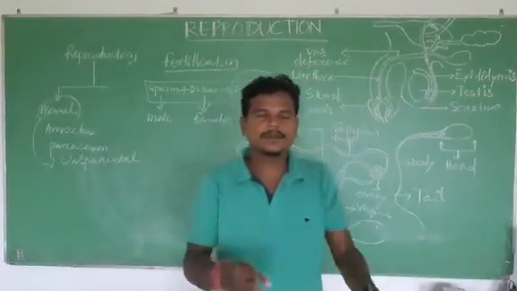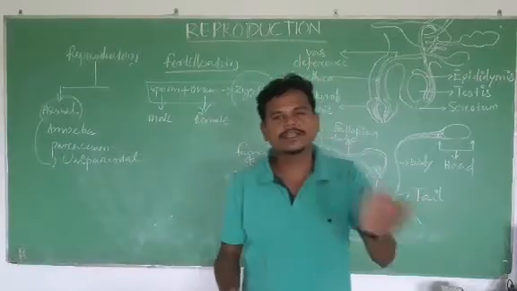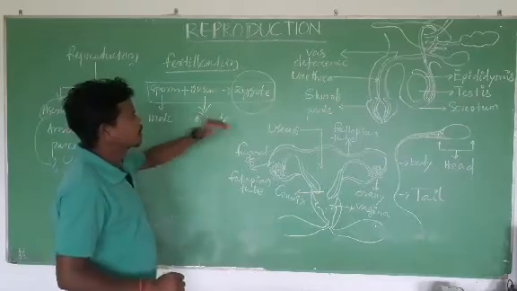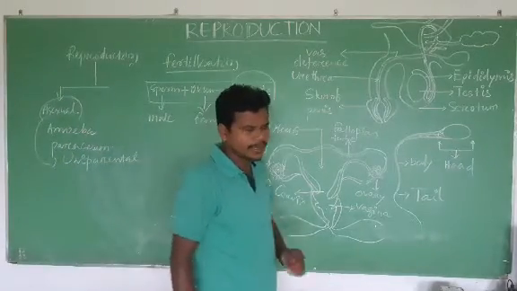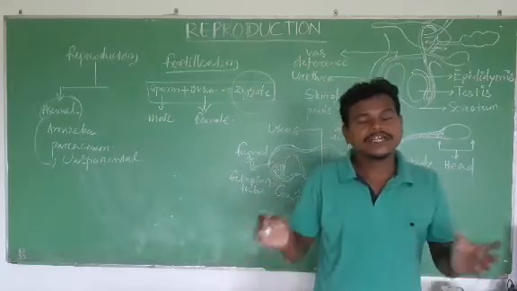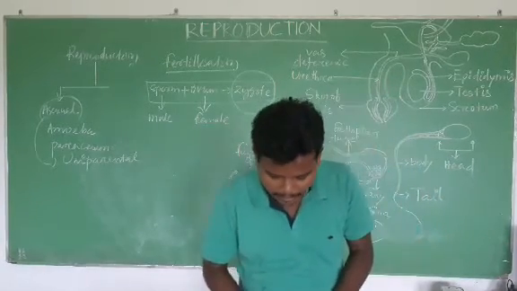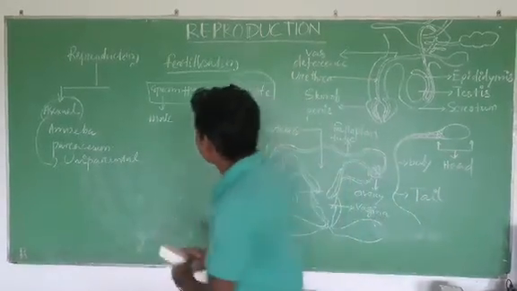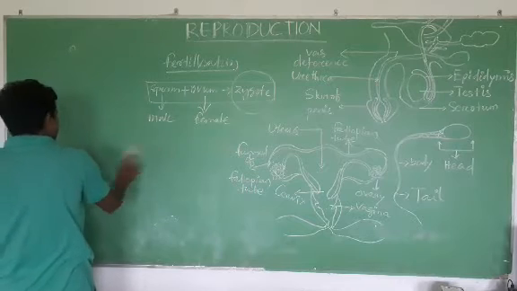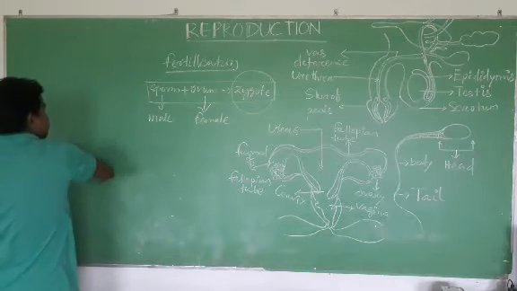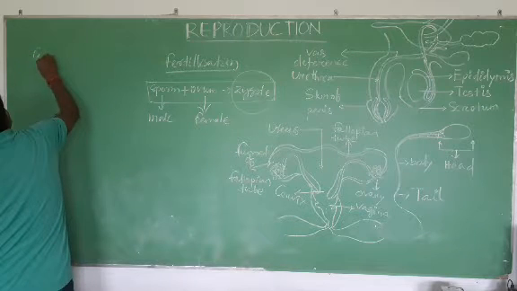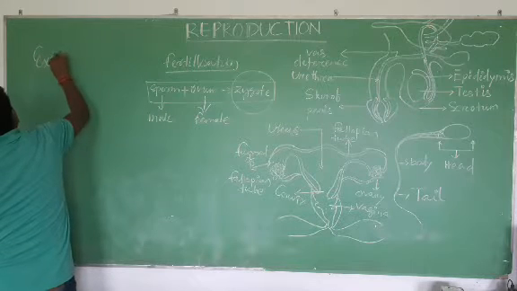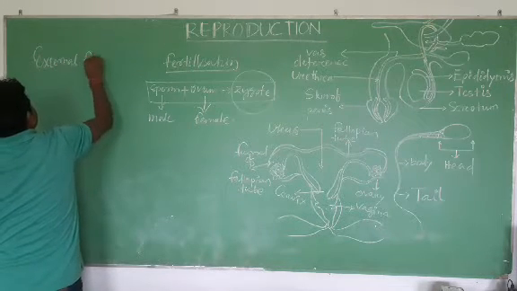So on the basis of fertilization occurring inside the body or outside the body, fertilization is of two types. One is internal fertilization, another is external fertilization. Let me write here, fertilization is of two types. The first one is external fertilization.